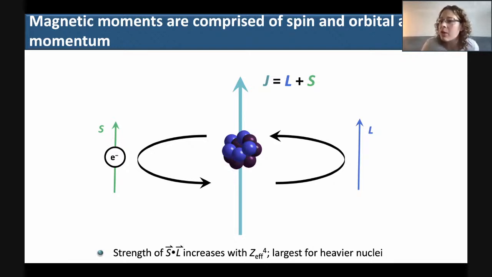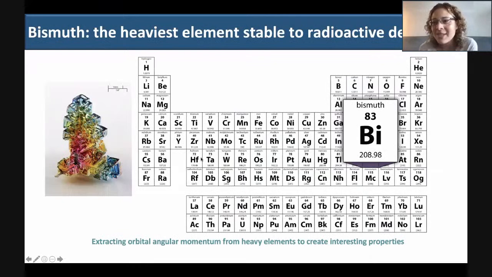And can we do it in a way that could potentially enable the synthesis of a new class of permanent magnets? So of course, we're going to get back to bismuth. So how do we do this? Okay, well, the first thing that we need is an element that contributes a lot of spin. And there we can think about a lot of elements. Iron probably is the first one that comes to mind.